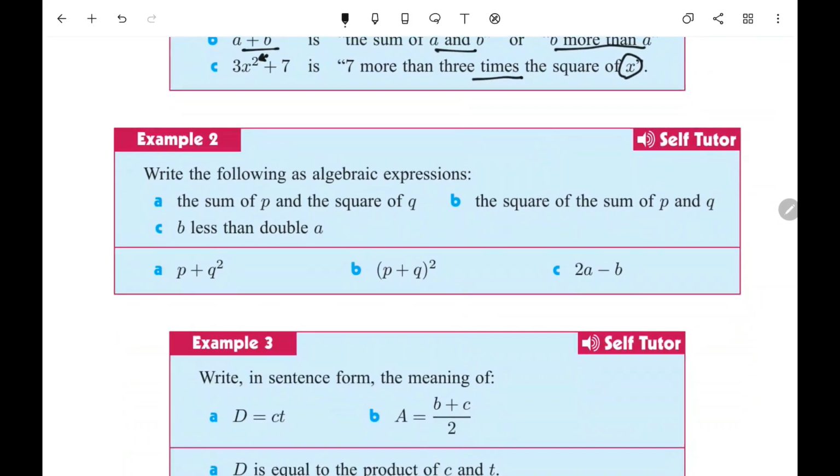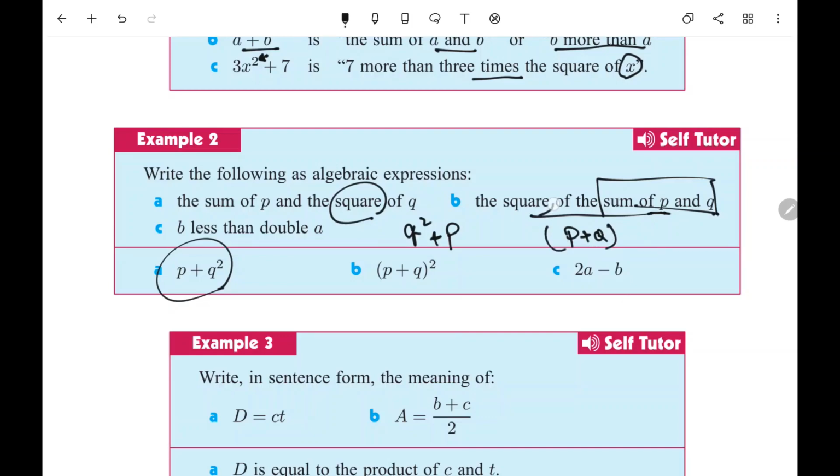Write the following as an algebraic expression: the sum of p and the square of q. We have to square q, so it's q power of 2, and then add p, so it's q squared plus p, or p plus q squared. Next, the square of the sum of p and q. At the beginning we take the summation of p and q, so it's p plus q, and then we square the summation.